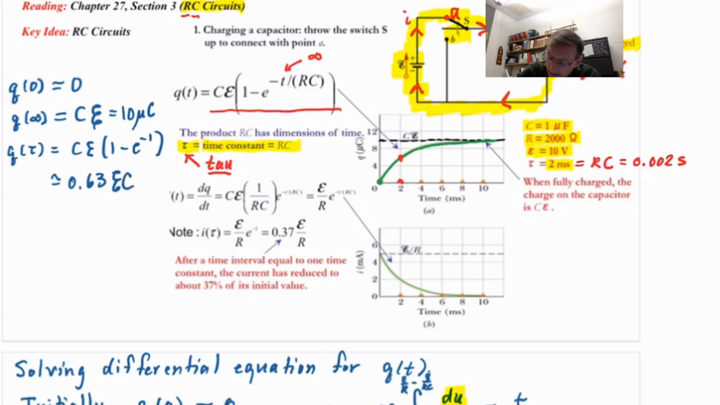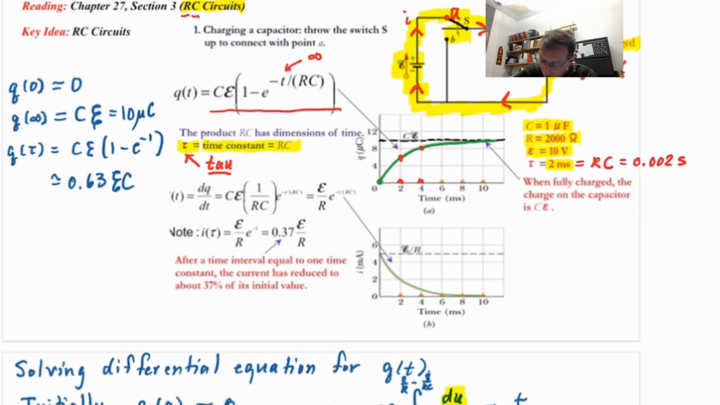And then next, they've got a little tick mark at 4 milliseconds. Well, that's 2 time constants. And then you're at C curly E times 1 minus e to the minus 2. Let's see what that is. You're at 2 time constants. That's about 0.86 of C times E. So that's right here. You're at 86% of your final charge, and so forth.